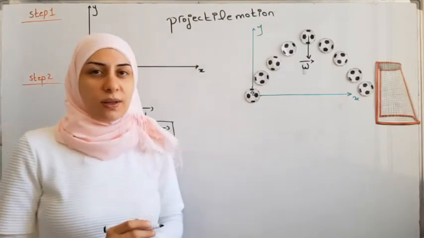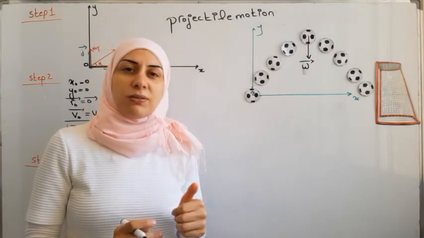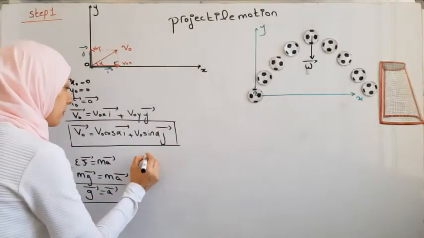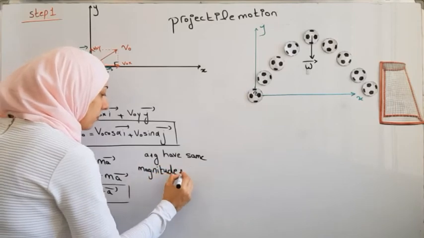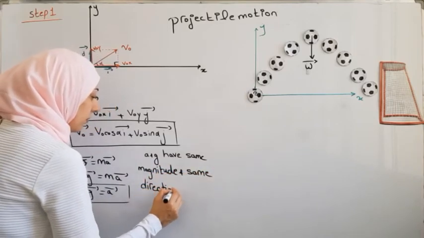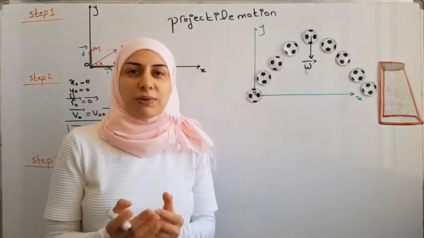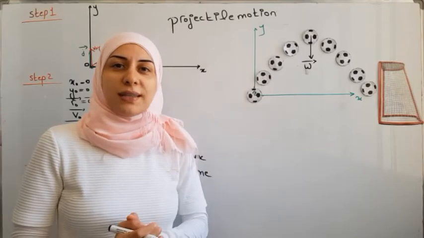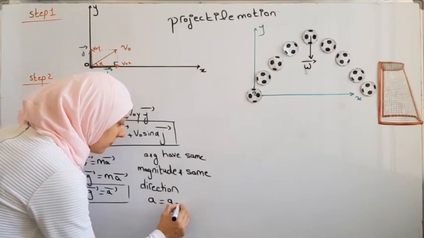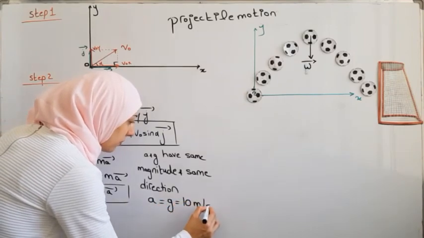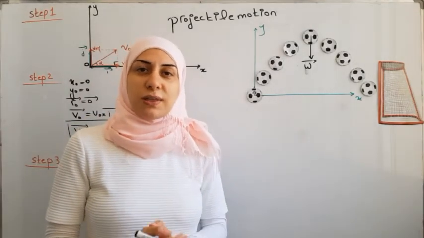What does this equation tell us? When we have two vectors that are equal, it means that they have the same magnitude and the same direction. The magnitude of the acceleration then equals the magnitude of g, which is about 10 meters per second squared, or as indicated depending on the location of the projectile. And the direction of a is the same as the direction of g, which is vertically downwards.